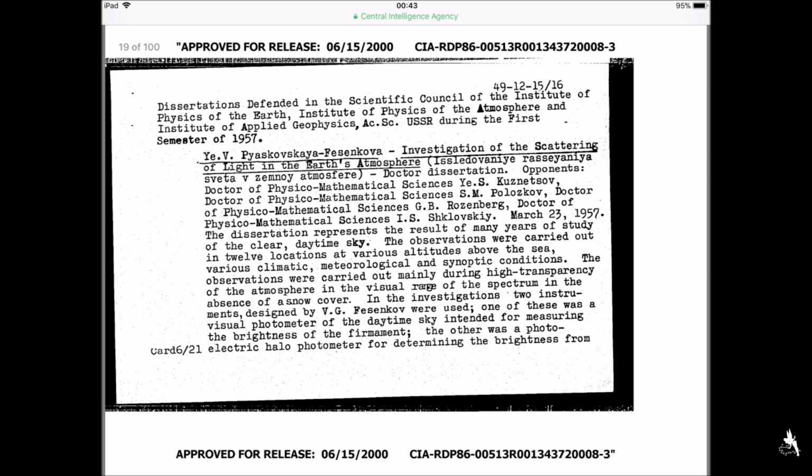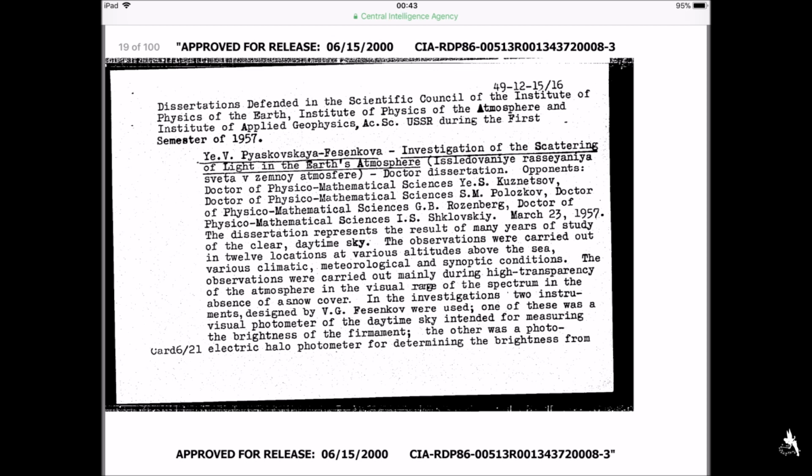Opponents: Doctor of Physico-Mathematical Sciences Kuznetsov, Doctor of Physico-Mathematical Sciences Polotskov, Doctor of Physico-Mathematical Sciences Rosenberg, Doctor of Physico-Mathematical Sciences Shklovsky. The dissertation represents the result of many years of study of the clear daytime sky. The observations were carried out in 12 locations at various altitudes above the sea, various climatic, meteorological, and synoptic conditions. The observations were carried out mainly during high transparency of the atmosphere and the visual range of the spectrum in the absence of a snow cover.